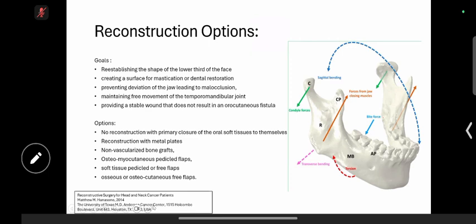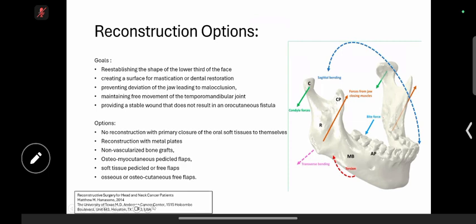The goals include, first, re-establishing the shape of the lower third of the face. Second, creating a surface for mastication or dental restoration. Third, preventing deviation of the jaw leading to malocclusion. Fourth, maintaining free movement of the TMJ. And fifth, providing a stable wound that does not result in orocutaneous fistula.